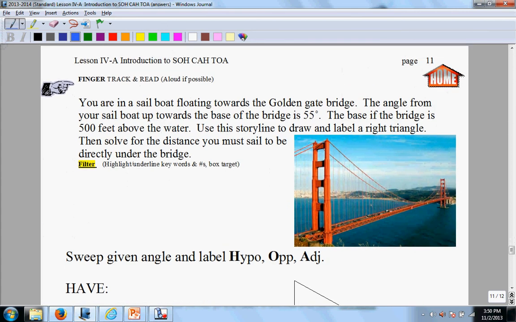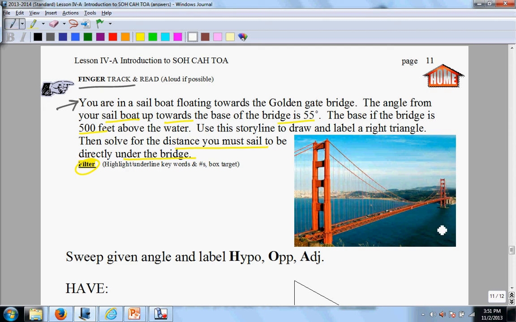Number 11. Finger track and read. The most important thing for you to do with word problems are these two things. 1, you finger track, read out loud. 2, you filter, you underline or highlight keywords and phrases. So it says you're in a sailboat floating towards the Golden Gate Bridge. The angle from your sailboat up towards the base of the bridge is 55 degrees. If the base of the bridge is 500 feet above water, use the storyline to draw and label the right triangle, then solve for the distance you must sail to be directly under the bridge.